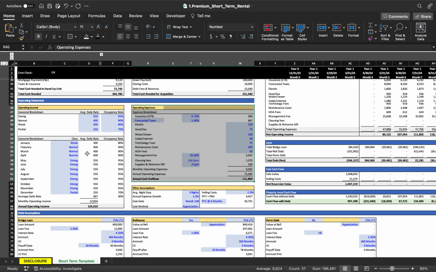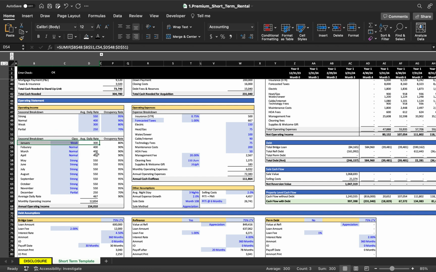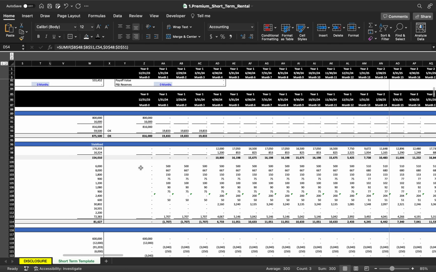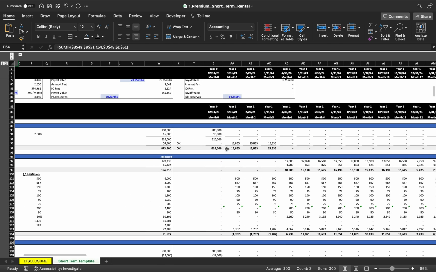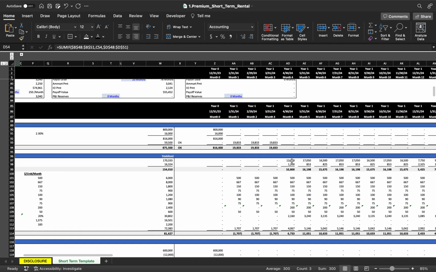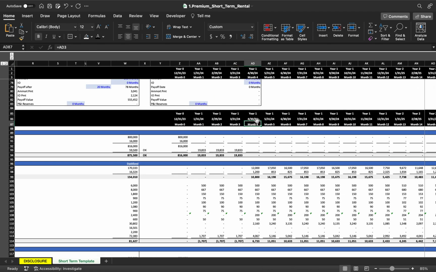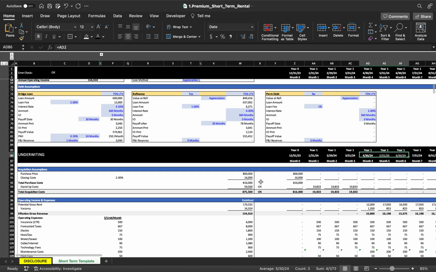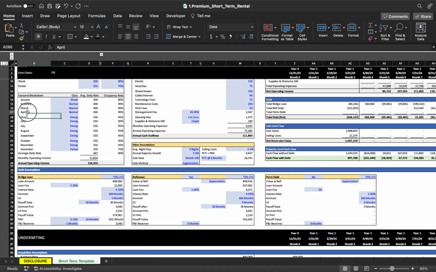And actually, before we go to the operating expenses, let me just show how this plugs into the model. So you'll see each average daily rate is assigned a different month. So these months, it's actually shown here. So you'll see month 4, this is April, May, June. If we go to April, May, June, you'll notice that April's normal, May is strong, and June is strong.